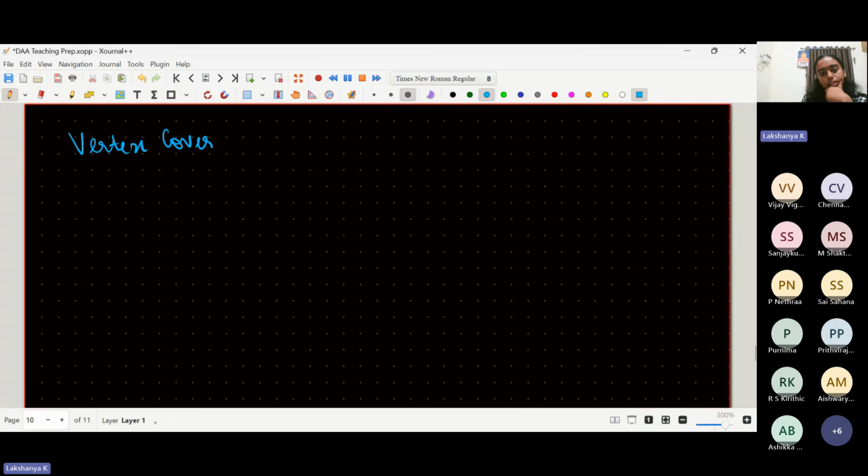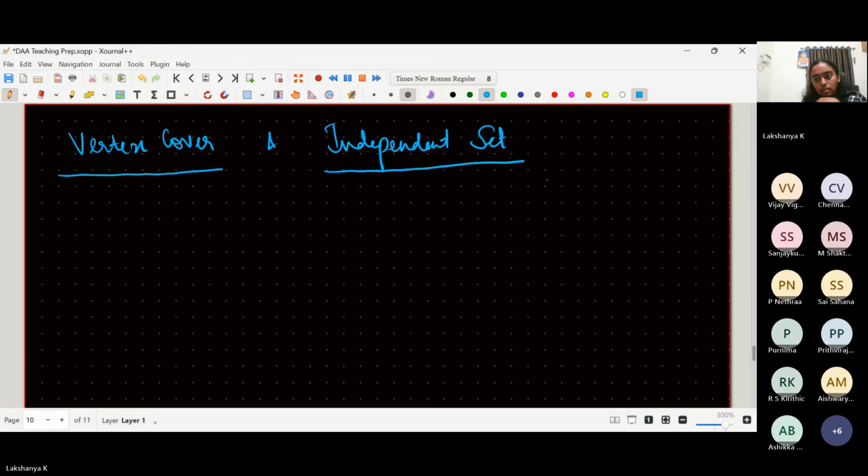Vertex cover and independent set. Now, has this been taught to you in class? I'll not ask you to solve it, don't worry. Just, was it discussed? Was this reduction example taught? This is one of the most common ones. I have this doubt.